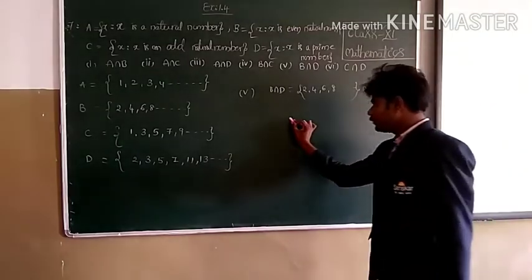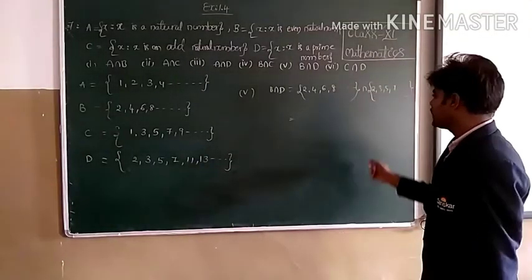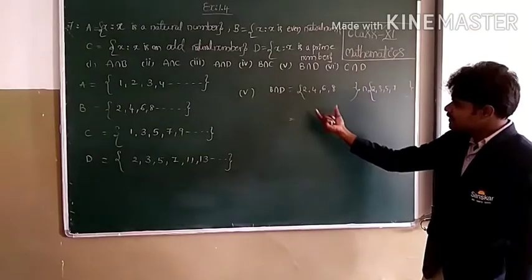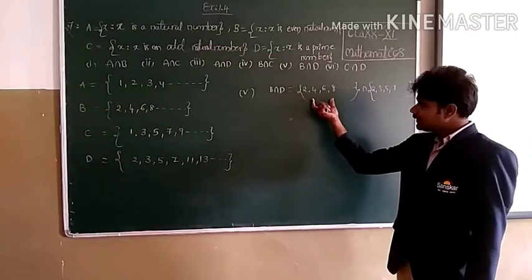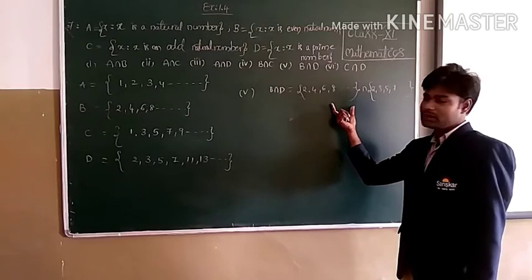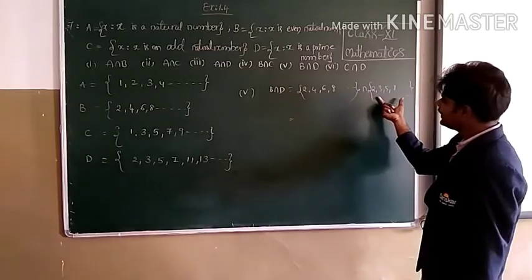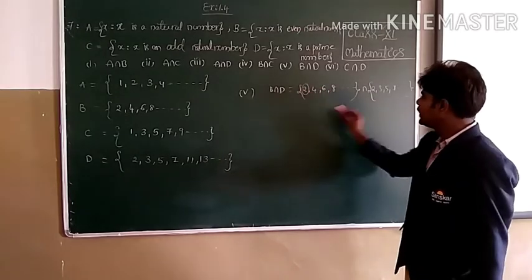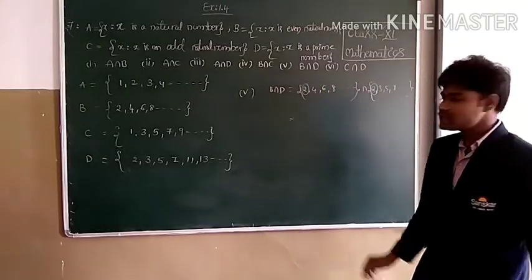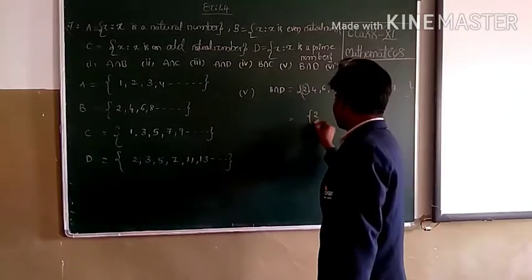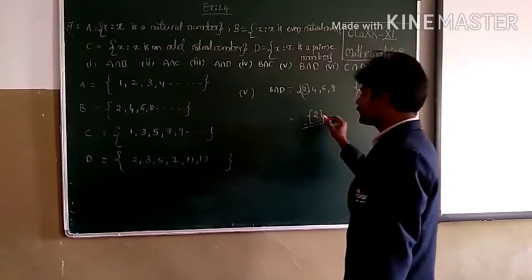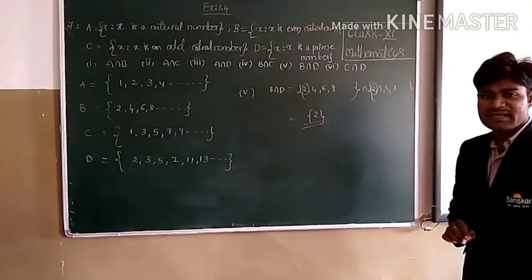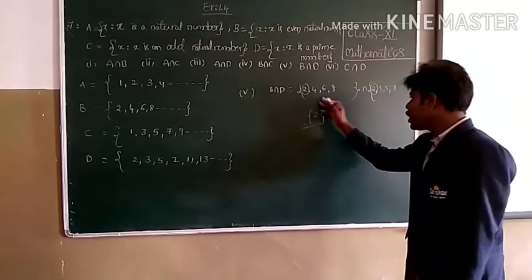Here we need to observe the common elements in both the sets. Set B contains all the even natural numbers only, and set D contains all the prime numbers. So the common element is only 2. The common element is 2. So B intersection D is 2 only. Okay? There is no other common element.